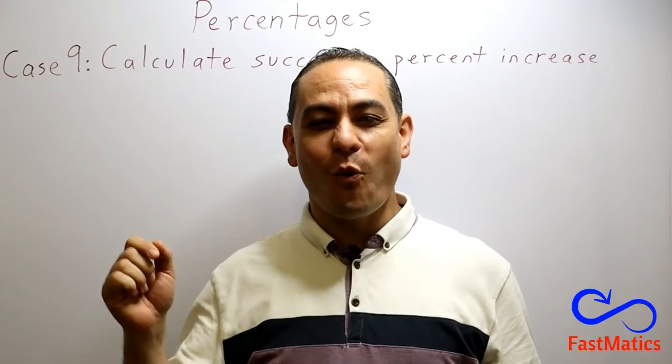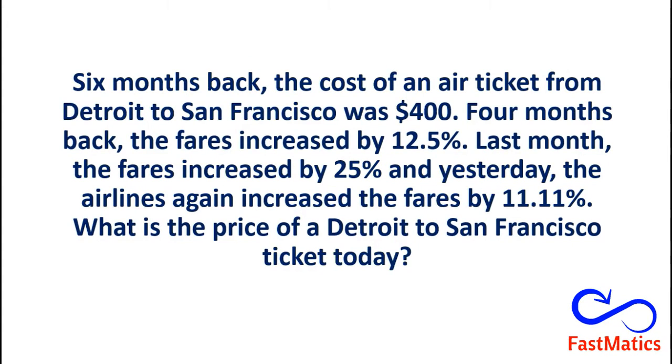Let's see one example. 6 months back, the cost of an air ticket from Detroit to San Francisco was $400. 4 months back, the fares increased by 12.5%. Last month, the fares increased by 25%, and yesterday, the airlines again increased the fares by 11.11%. What is the price of a Detroit to San Francisco ticket today?